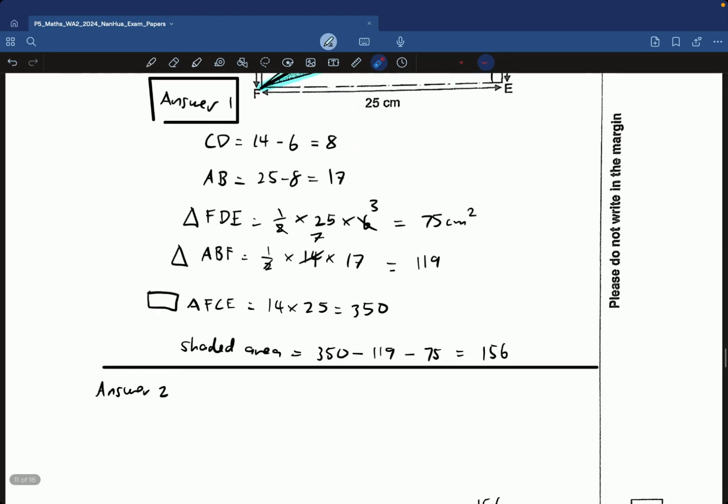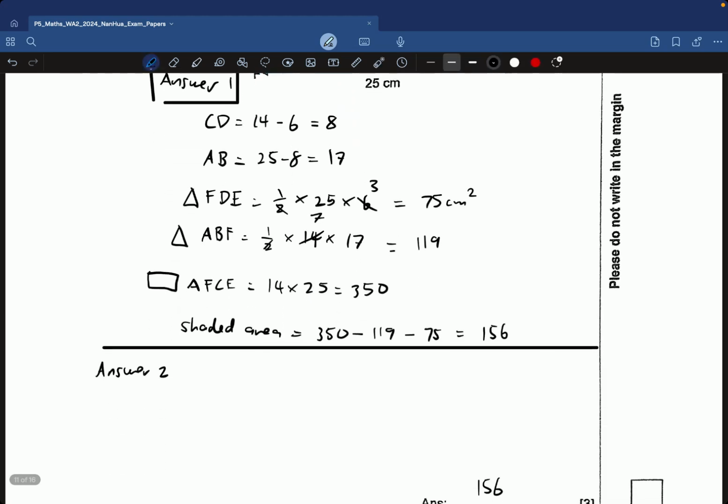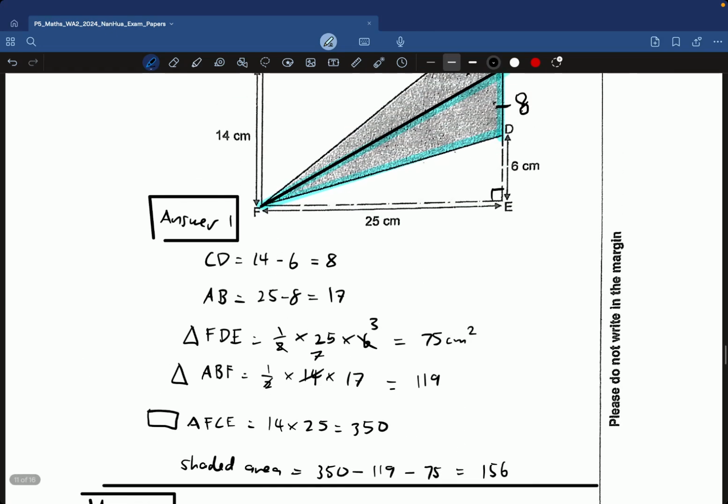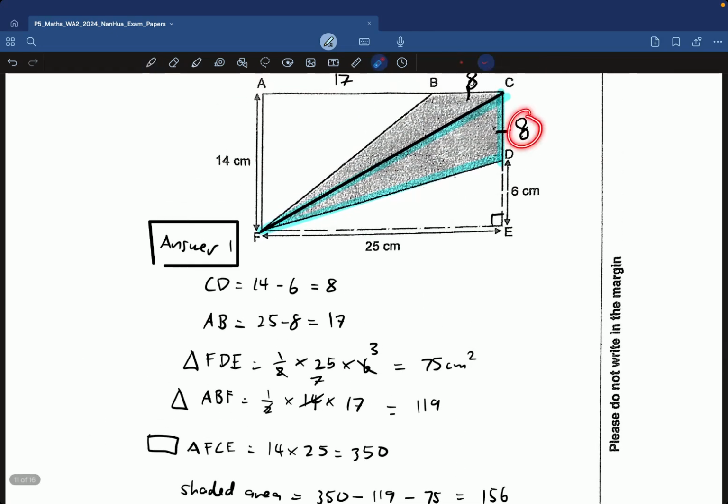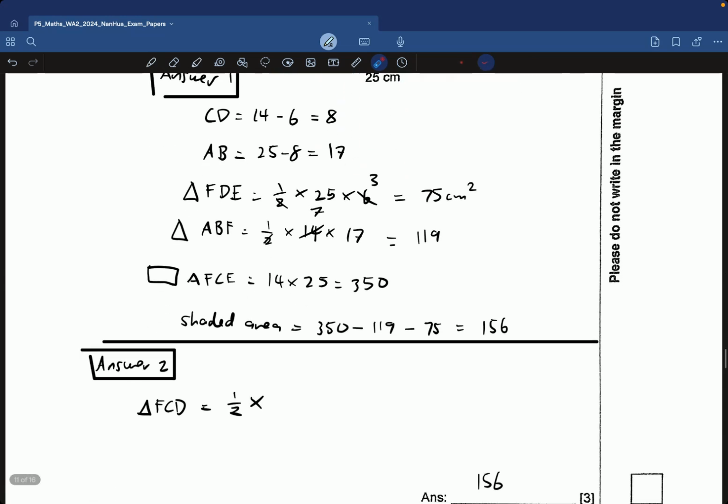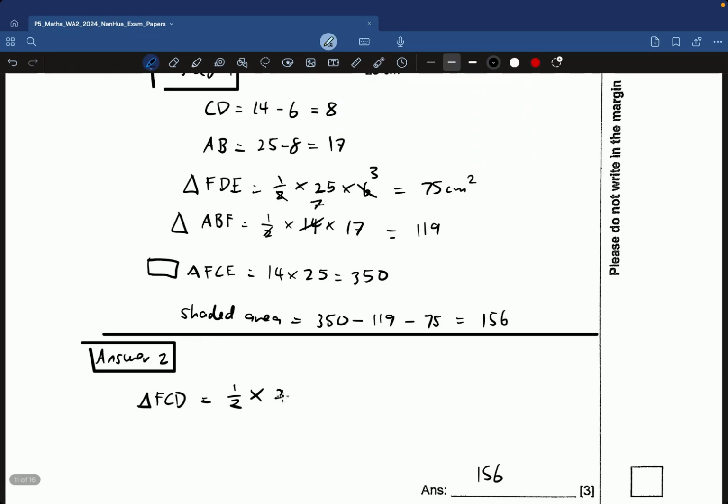We actually can get the first shaded area. So let's do that. So answer 2. Okay, so triangle FCD is equal to half times the height 25 and then the base 8. So half times 25 times 8. So you can cancel 2 and 8, this is 4. This will give you 100. Okay, now let's do the second one.